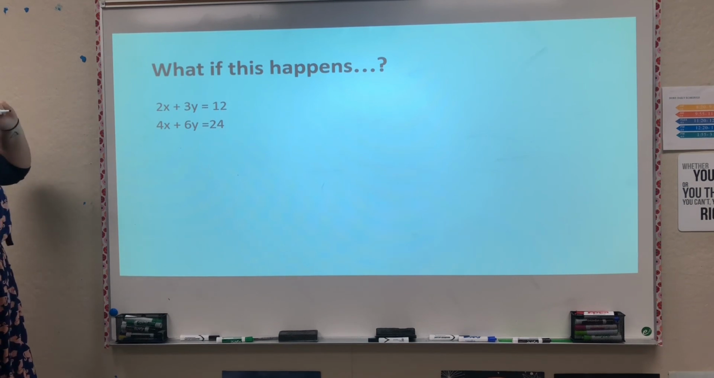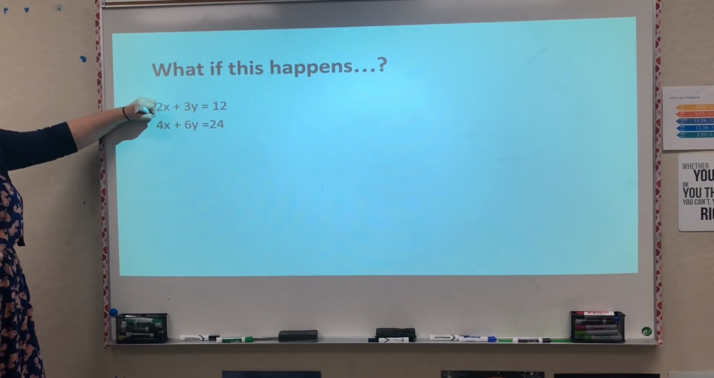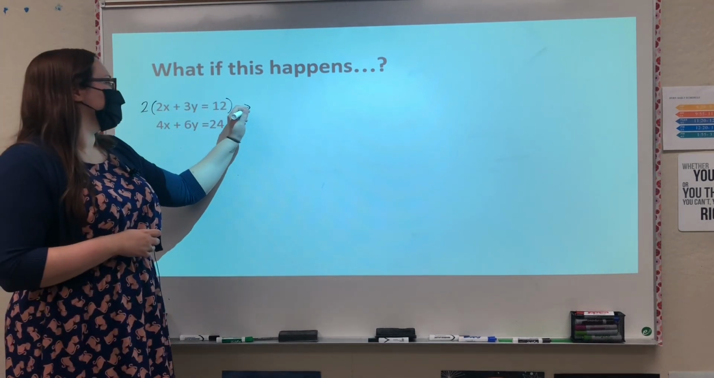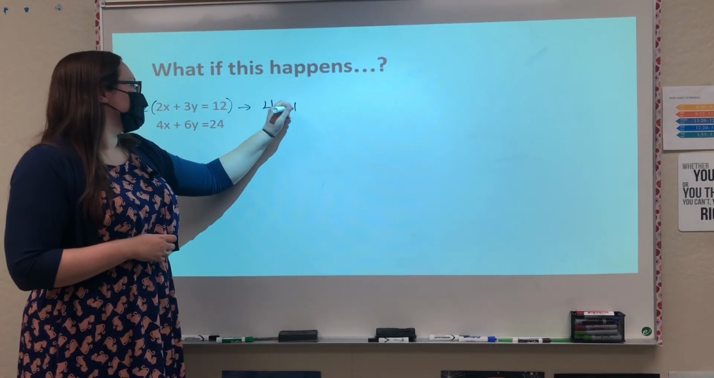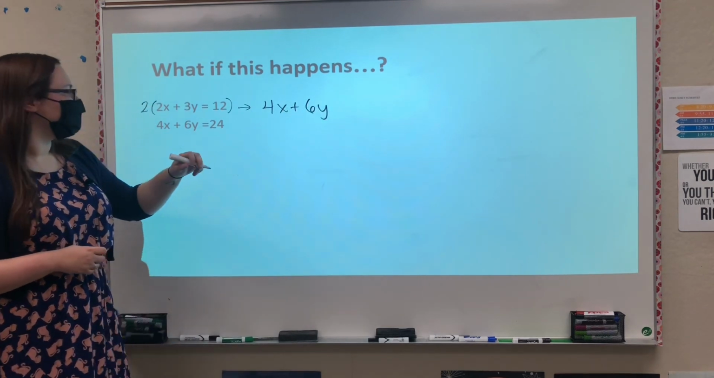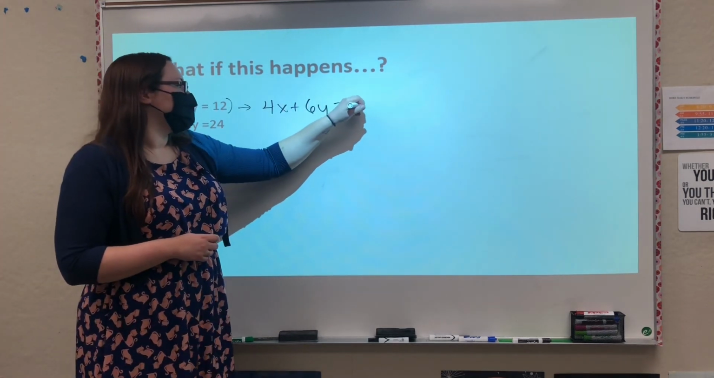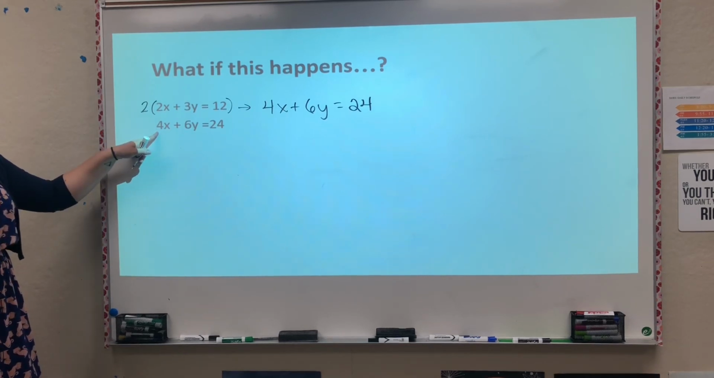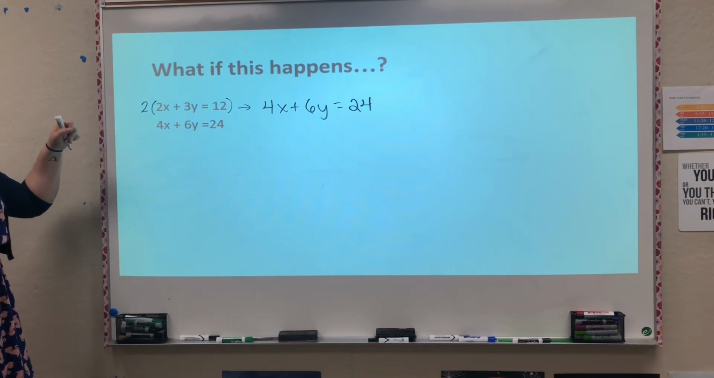So I heard you say multiply an equation. Which equation do you want to multiply? The top one. Sure. By what number? 2. How does that help us? Because you get 4x and 6y and 24. So we've got that for our first equation. Are we keeping the second equation the same, or do you want to multiply it as well?